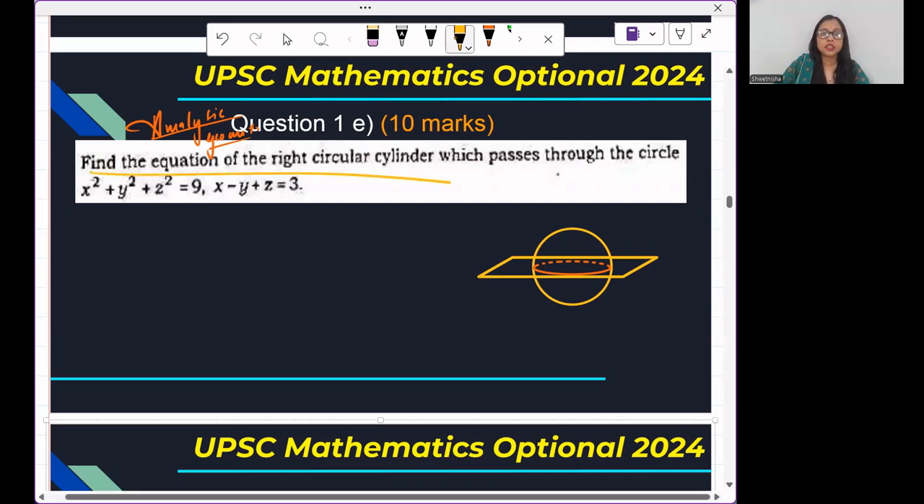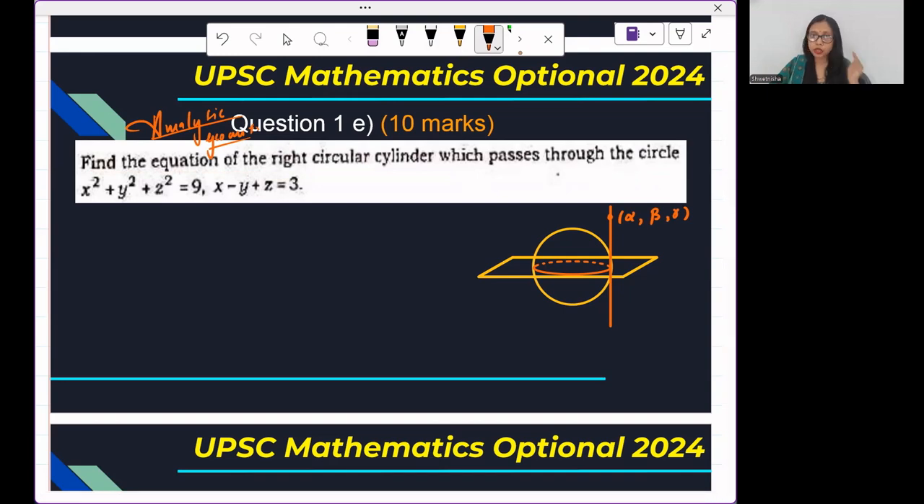Now look at this. Find the equation of the cylinder. I have to make a cylinder through this circle. So the generator of the cylinder will be like this. If I take a generator which is passing through alpha, beta, gamma, it has to move along the circle in such a way, because it's a right circular cylinder, that it has to be at a constant distance from the center of the circle. Or I can say it has to be always parallel to this line.